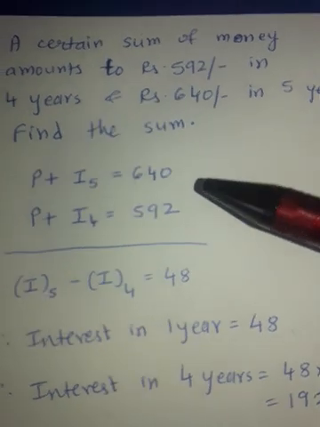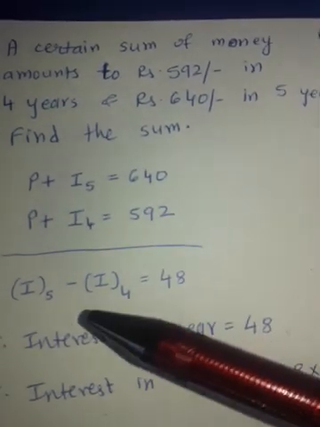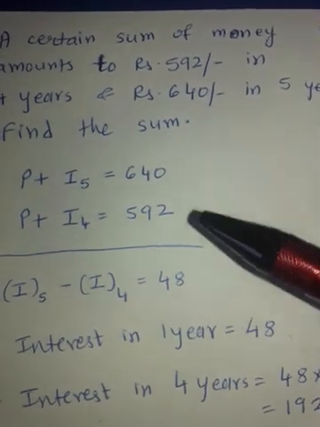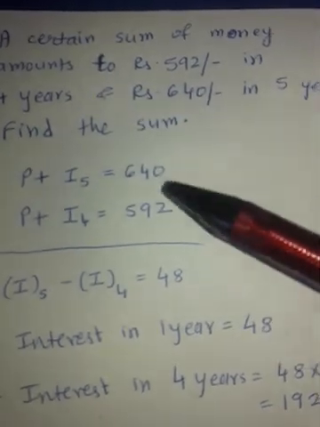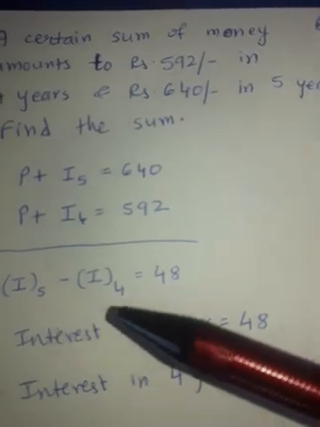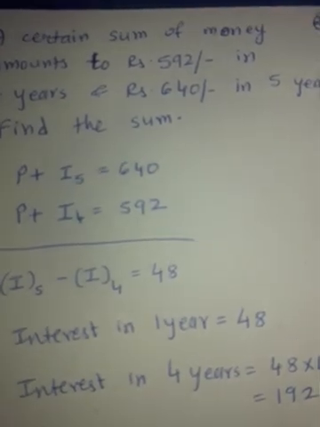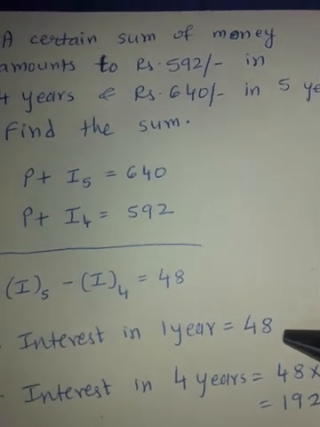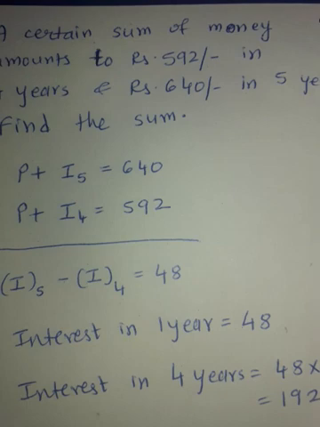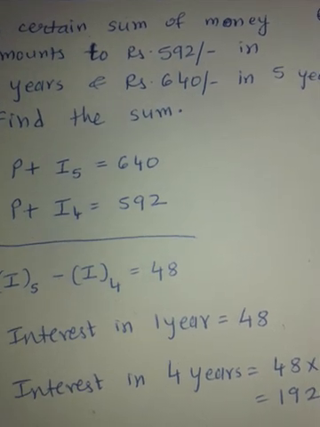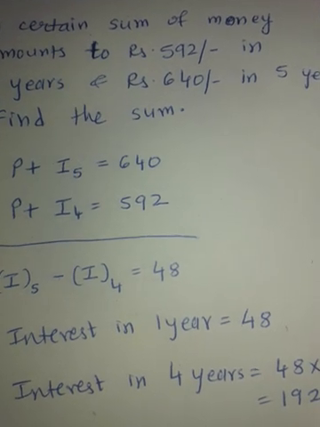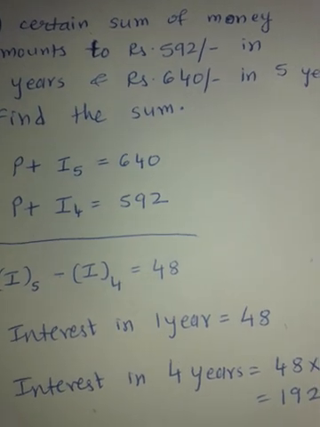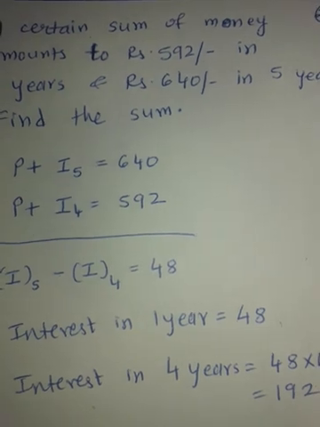So when I subtract, this P gets cancelled and I am left with interest in 5 years minus interest in 4 years, that is 48. This minus this. So 5 and 4, that 1 year interest for that 1 year is 48. In simple interest, whatever the period is, the amount of interest is same for every year. In compound interest, it is not same, but compound interest we have to begin yet.